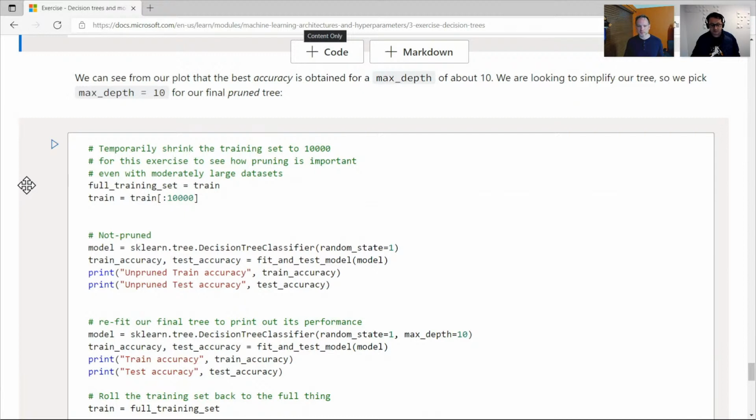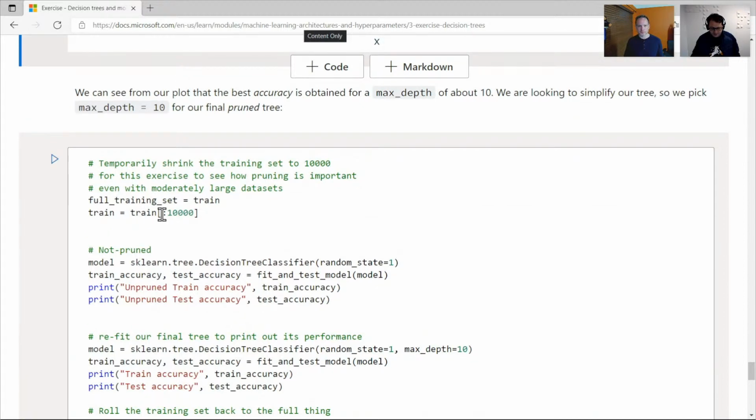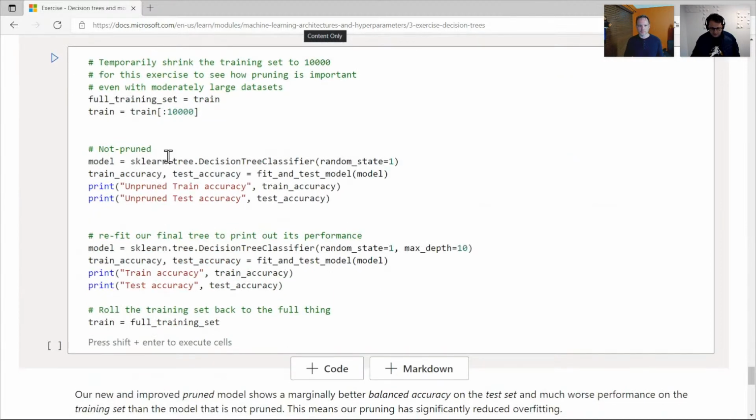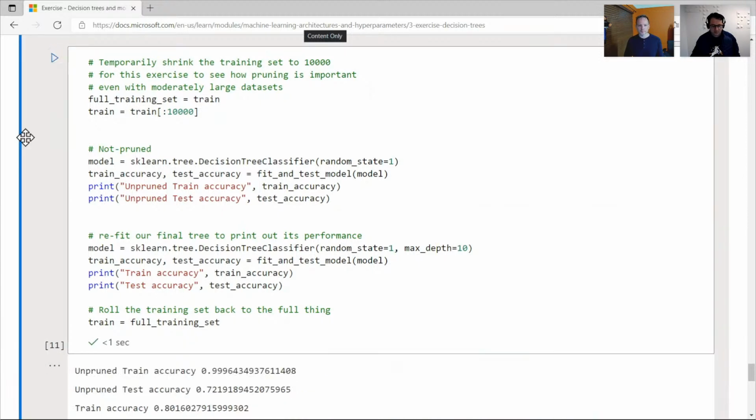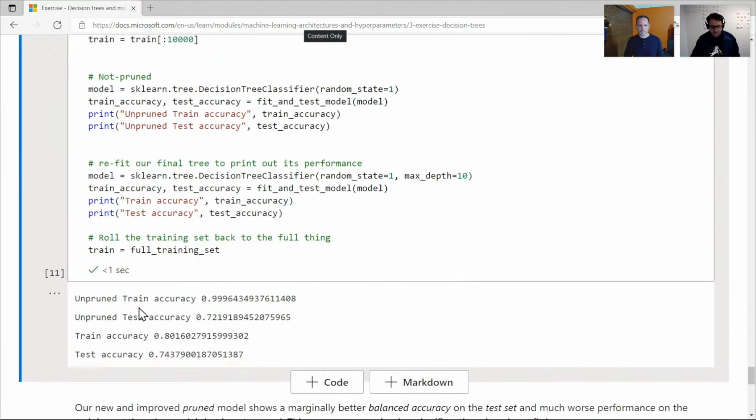Right. Cool. So in this case, we'll do some shrinking on the data set as well. We'll look at the not pruned version, and then we'll look at our final version, which is pruned, and see the differences within the results. In the unpruned version, we get a lot of overfitting, train accuracy really close to 1, and the test accuracy is 0.72. But with the pruning, it's 0.8 for the training accuracy, but 0.74 for test. So it's actually better in the real world.